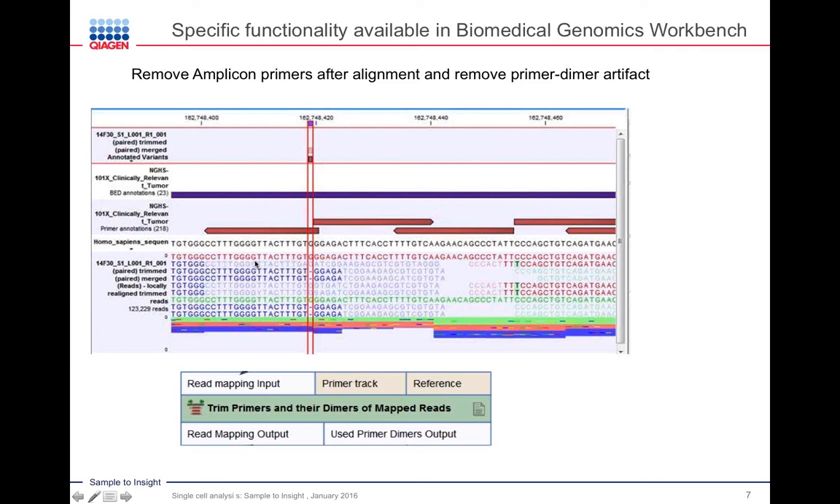So we are not artificially directed to look for variants where the primers are. And this is based on this specific functionality that is allowing us to trim primers and their dimers for mapped reads, and that's what we're seeing here. This is a primer dimer here.